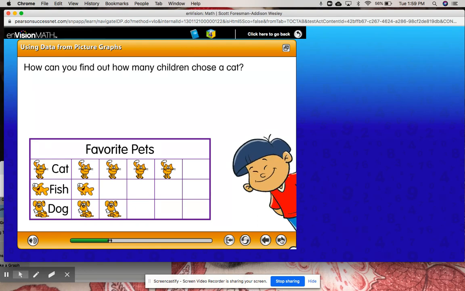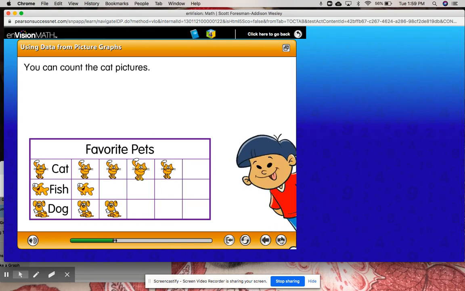How can you find out how many children chose a cat? Just like the graphs we explored yesterday, what you need to do is look where it talks about the cats, and that is our first row here. Looking at the cat row, all you need to do to find out how many children chose a cat is simply count the pictures that you see. So it's easy to see that 4 children voted for cats as their favorite pet. You can count the cat pictures. So 4 children chose a cat.